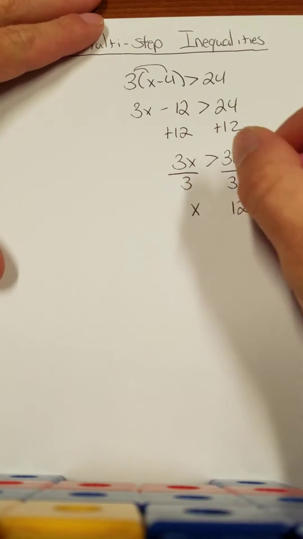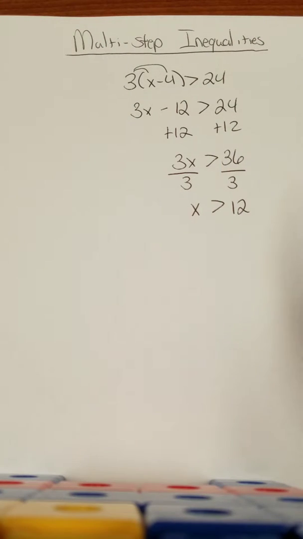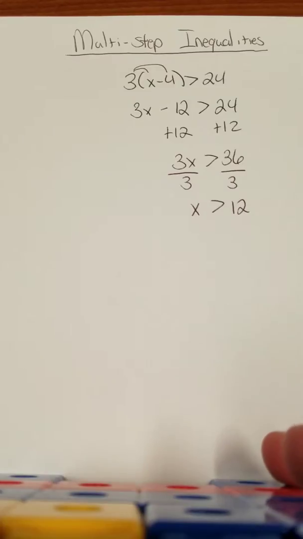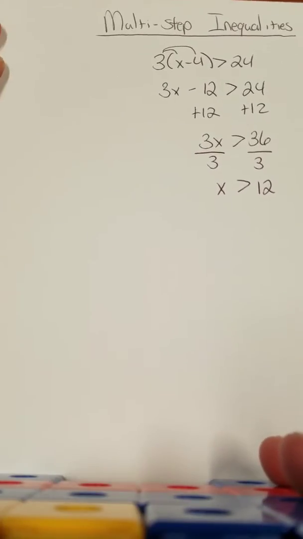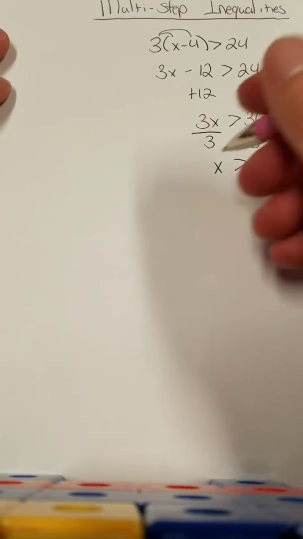Remember, I'm dividing by a positive, so I don't flip my sign. The only time you flip a sign is if it's dividing by a negative. Okay, so that's an example of a complex inequality that you can solve, or a multiple step inequality. One more example.